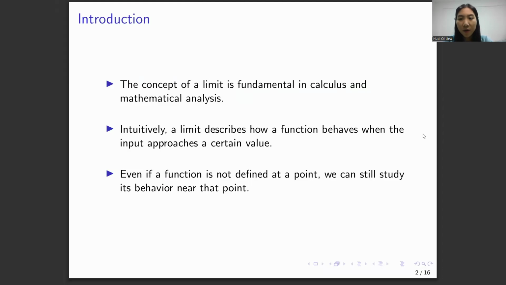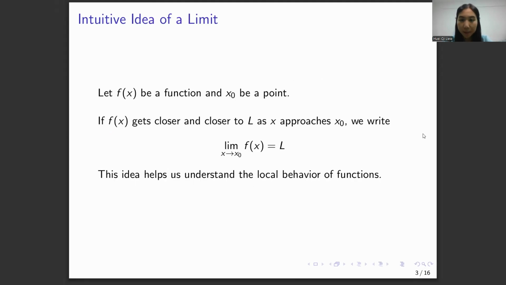I will start with a brief introduction about the idea of limit. The concept of a limit is very important in calculus and mathematical analysis. Intuitively, a limit describes how a function behaves when the input value gets closer to a certain point. Even if the function is not defined exactly at that point, we can still study what value the function is approaching. To understand this more clearly, let me first explain the intuitive idea of a limit.